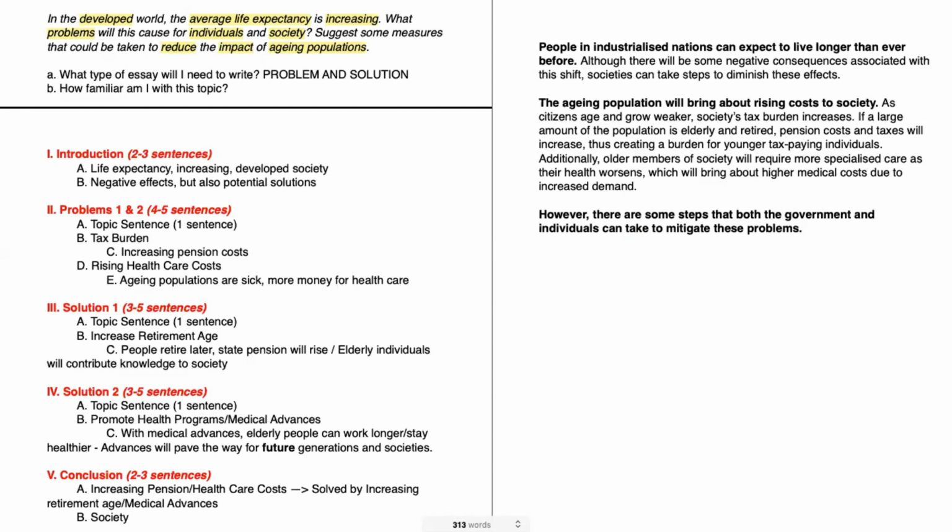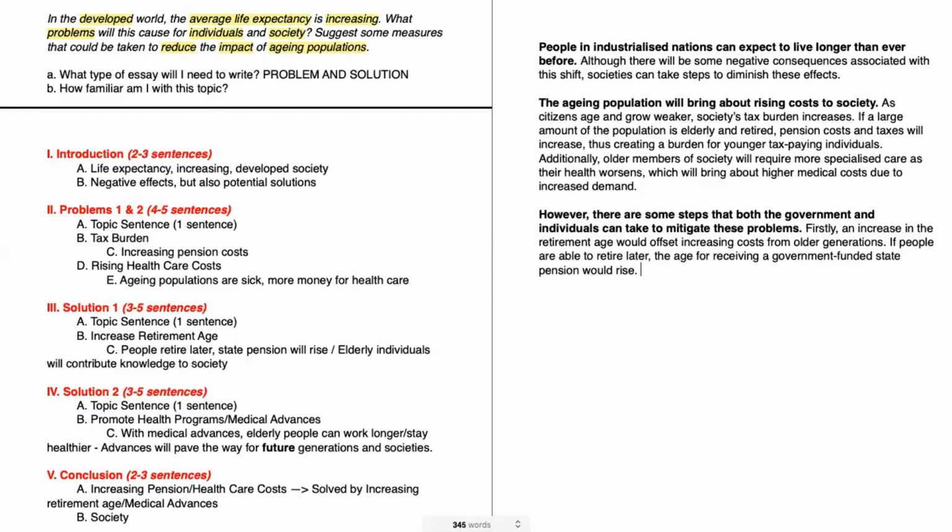I'll continue, and I'm going to be talking about increasing the retirement age. So since this is my first solution, I'm going to start with, firstly, an increase in the retirement age would offset increasing costs from older generations. That's my first solution. And now to give an example of that, I'm going to say, if people are able to retire later, the age for receiving a government-funded state pension would rise.